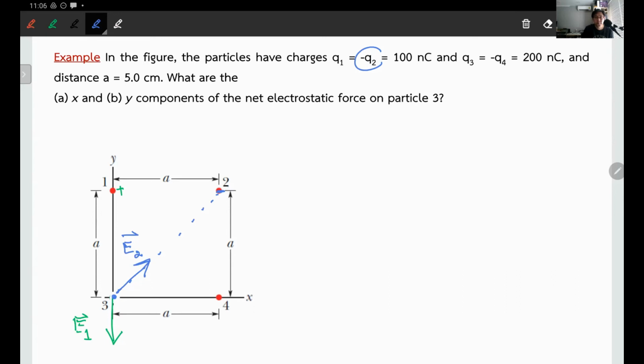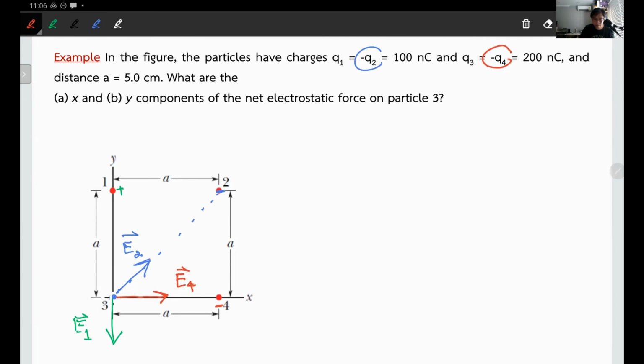Very good. And charge number 4 is negative, so the electric field will point towards it. Let me call this E sub 4. So what I'm going to do is calculate the magnitude of each electric field and then sum them up in vector format. Once I get that net electric field vector, all I need is to multiply by Q3 and I'm done.